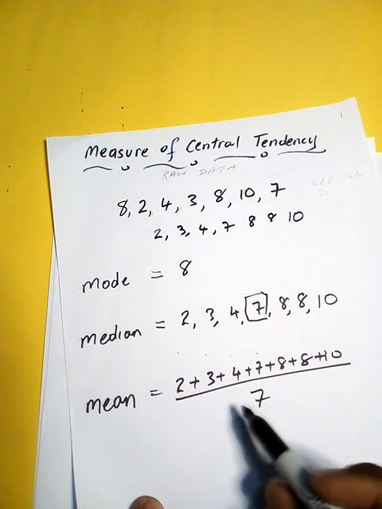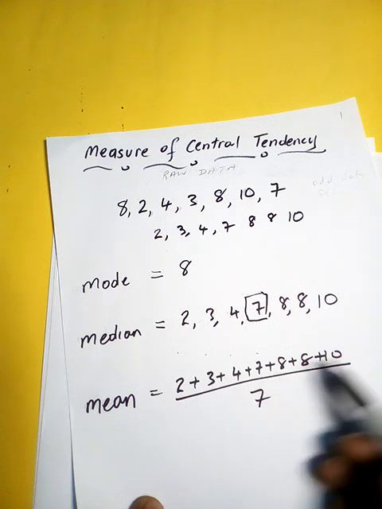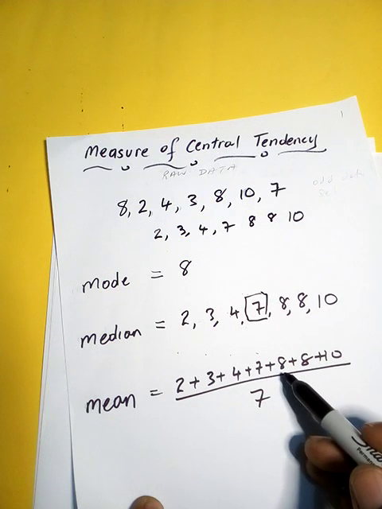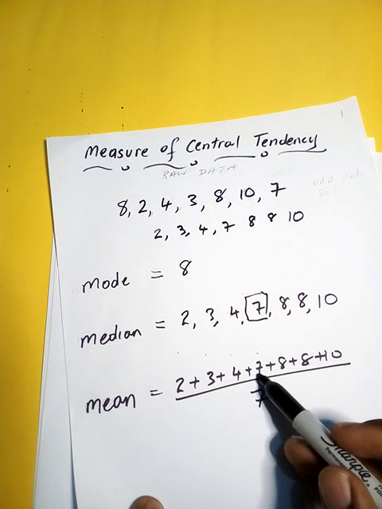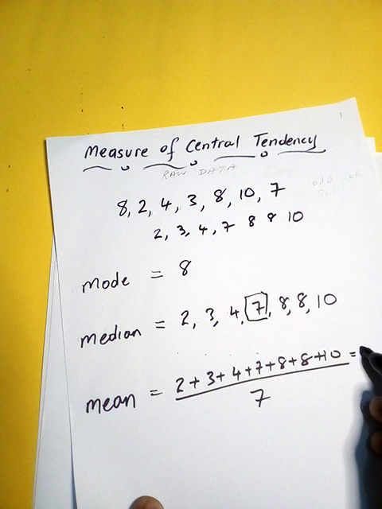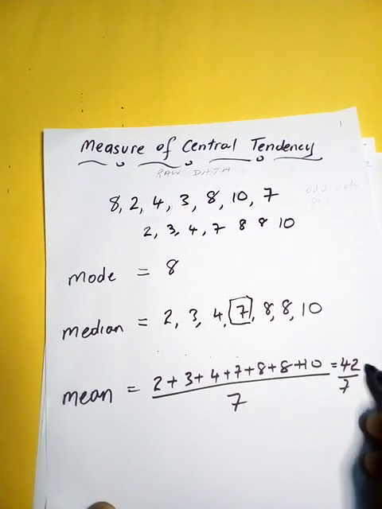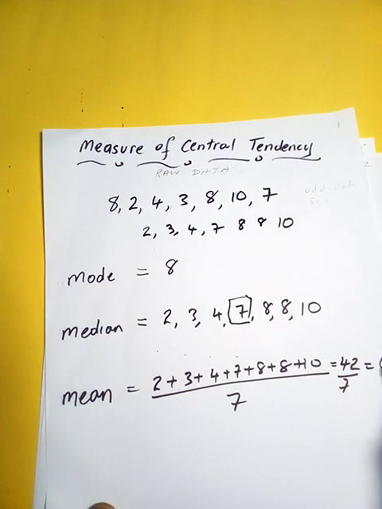Okay, so when you add all of these values, 10 and 8, 18, 18 and 8, 26, 26 and 4, 30, 37, 40, 42, and then we divide by 7, and our result here is 6. So our mean is 6, our median is 7, our mode is 8. So that's how we find central tendency.